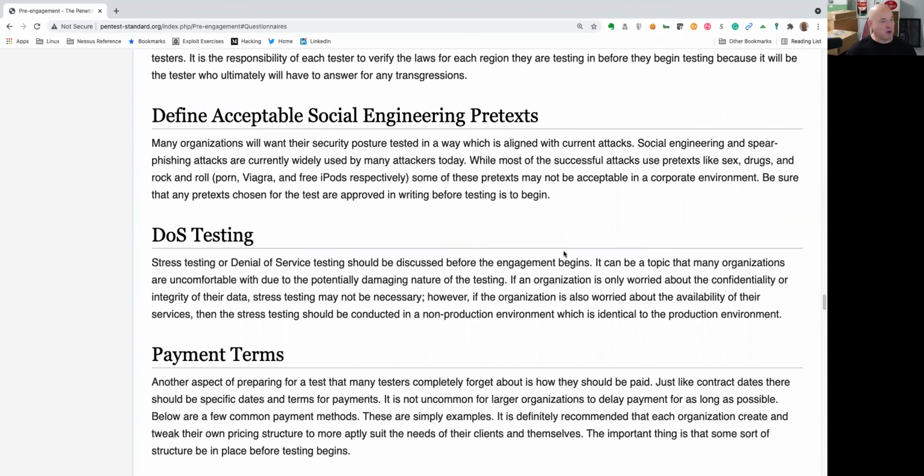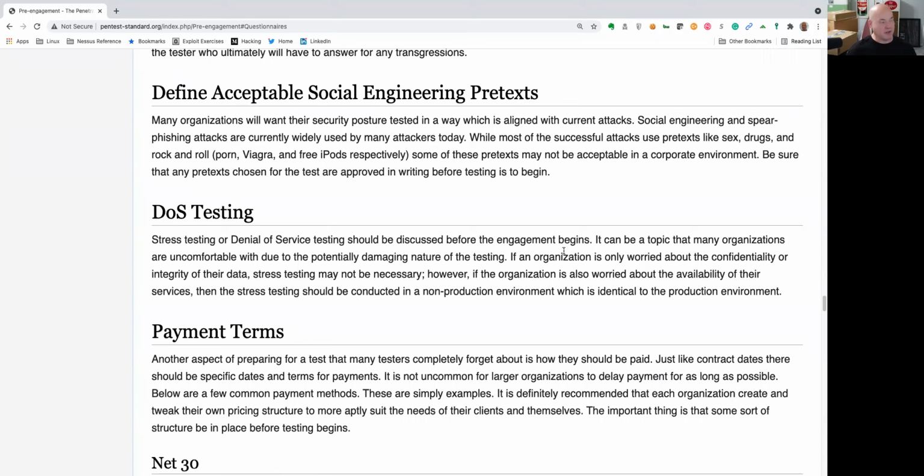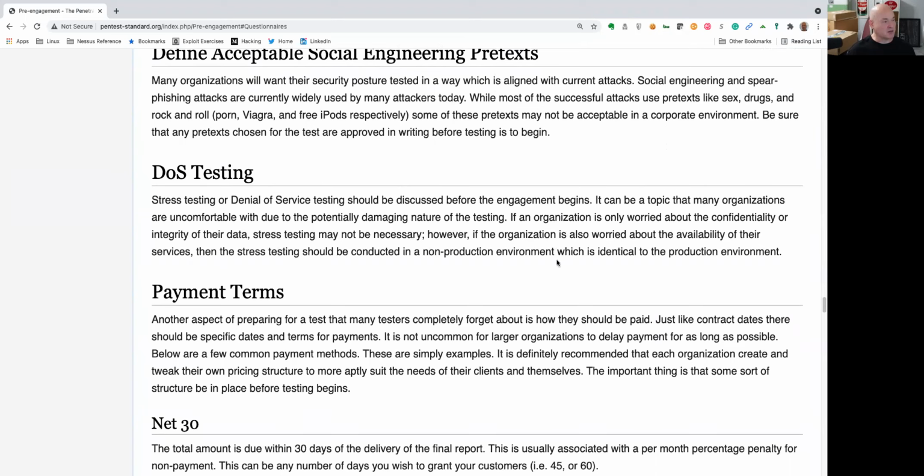Acceptable social engineering pretext. A lot of times with web app pen testing, that's not going to be in scope, but it's good to know as a pen tester. DOS, denial of service testing, usually people are going to tell you they don't want that. And it's rare that anyone's going to ask you to do denial of service testing, because they can test their capabilities and the load of the system. There are different tools out there.